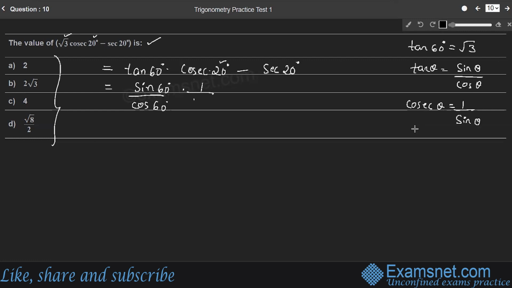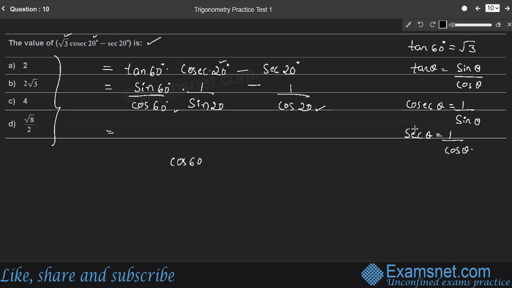Therefore, 1 by sine 20 minus secant. Secant is the inverse of cos, right? So secant theta is 1 by cos. Therefore, secant 20 can be written as 1 by cos 20 degree, right? So let us consider the LCM of the denominators.